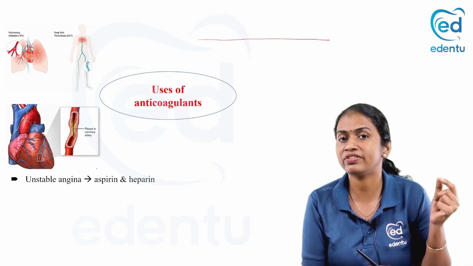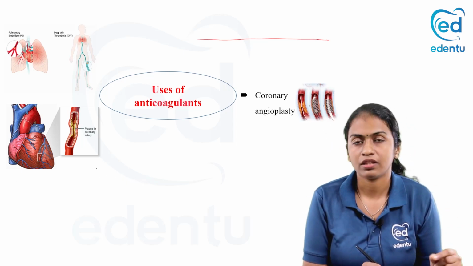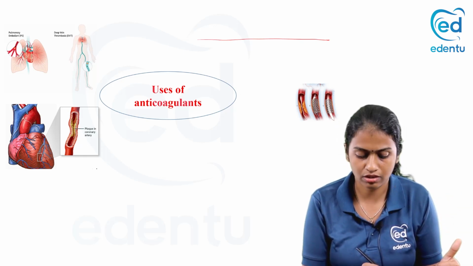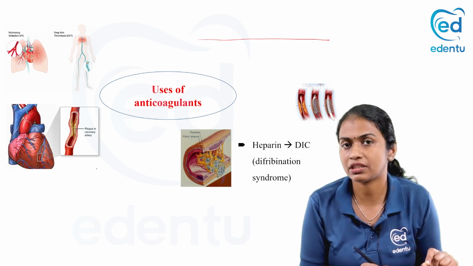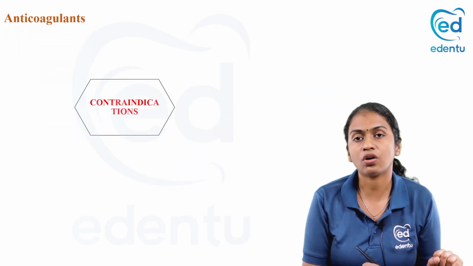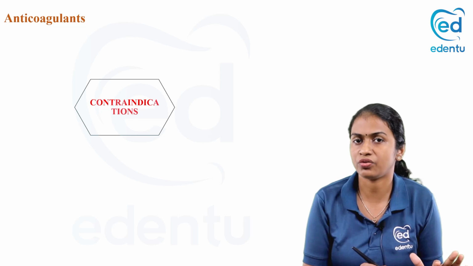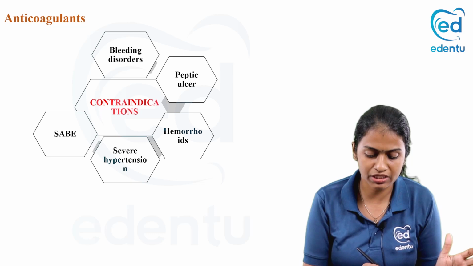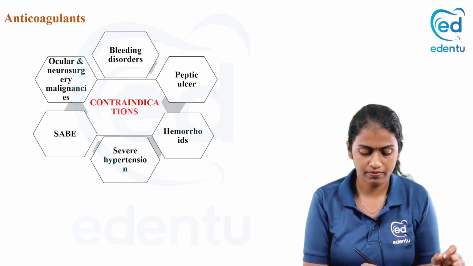Then unstable angina, you give an antiplatelet. Together with that, you give heparin, okay, to prevent the occlusion. Then in coronary angioplasty also, we give heparin to prevent reclotting. And it is also given for DIC, okay, disseminated intravascular coagulation, which is otherwise known as defibrination syndrome. What are the contraindications of anticoagulants? It is simple. Wherever there is excessive bleeding, warfarin will be contraindicated, like bleeding disorders, peptic ulcer, hemorrhoids, severe hypertension, subacute bacterial endocarditis, ocular and neurosurgical malignancies where there is a risk of bleeding.